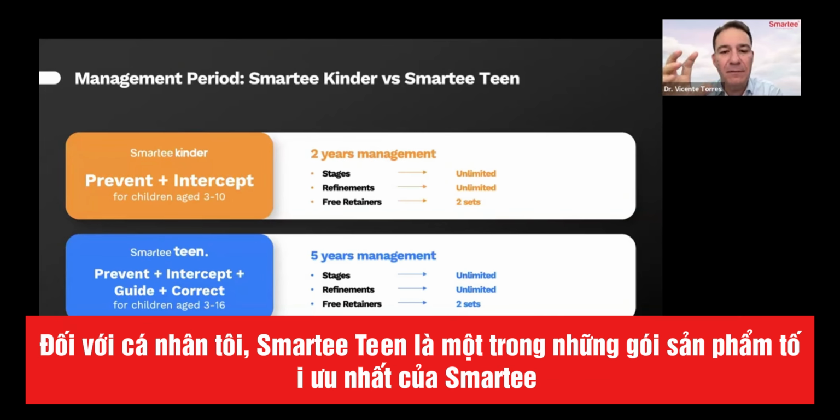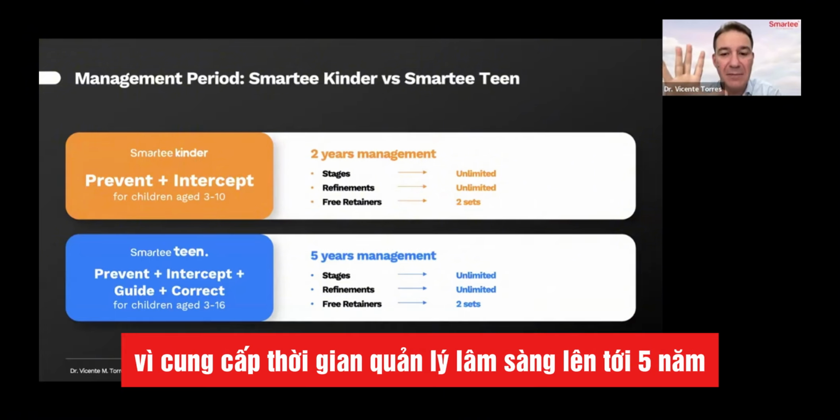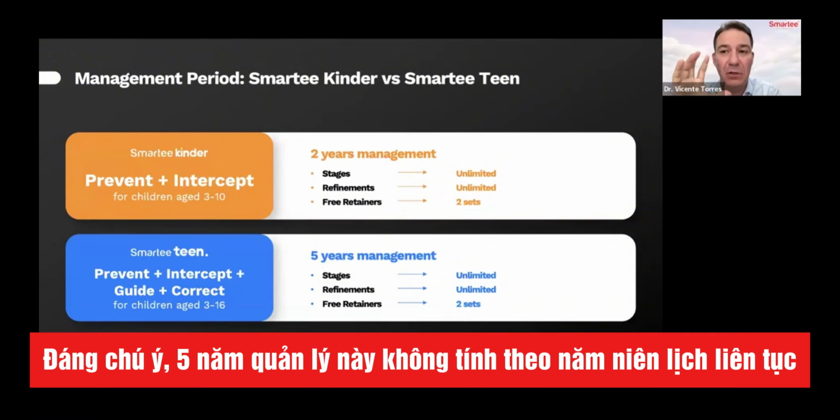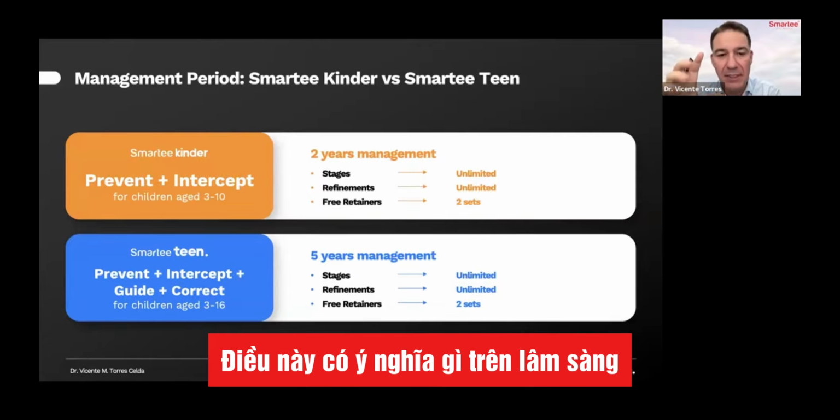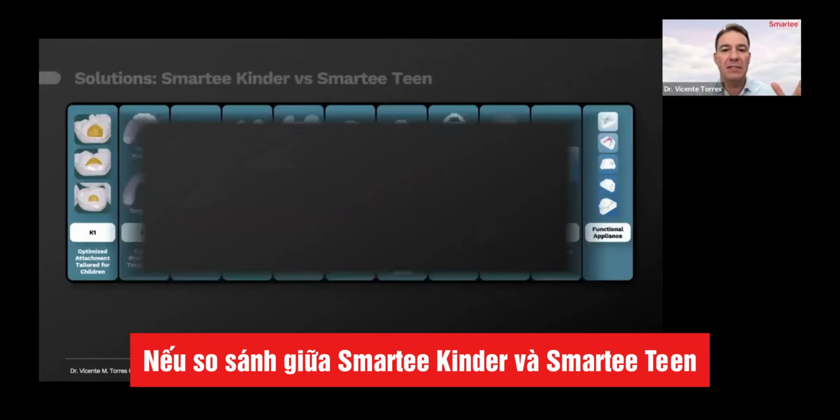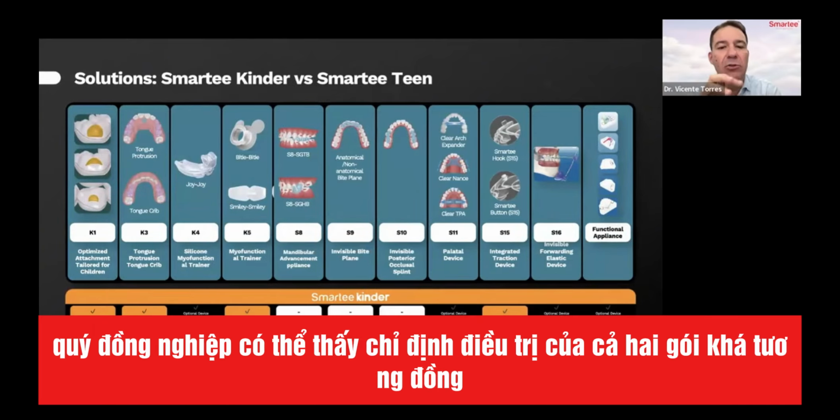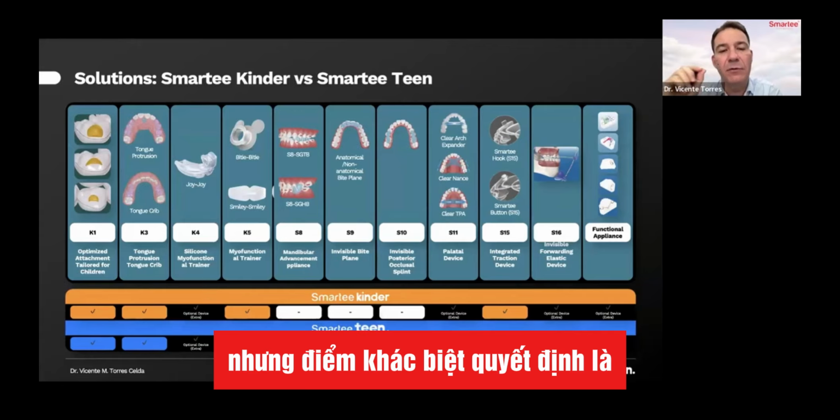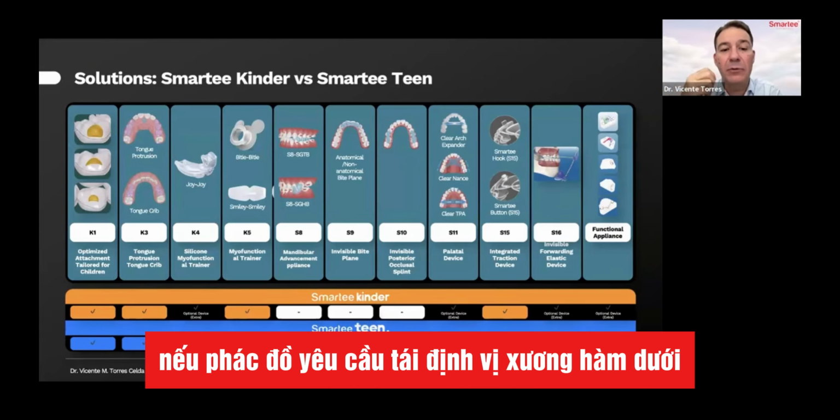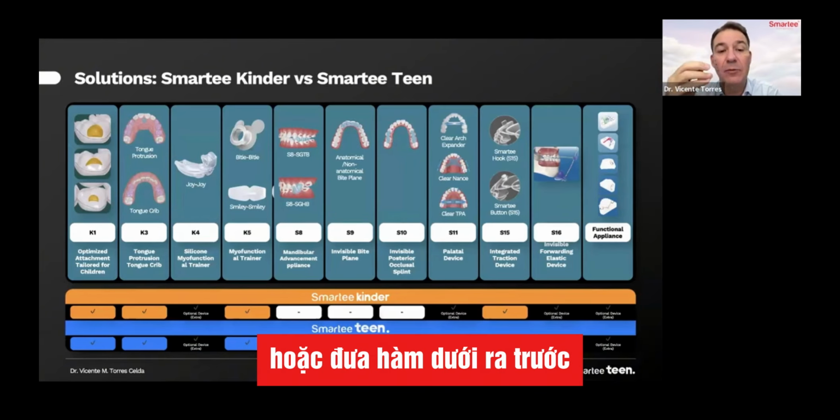The Smartee Teen for me is one of the best packages in Smartee because we have 5 years of management, but it's 5 years of management, not natural years. What it means is that, for example, in the difference between a Smartee Kinder and a Smartee Teen, you can see here the solutions are similar in both packages, but if we want to make mandibular repositioning or mandibular advancement, we always need to choose the Smartee Teen.